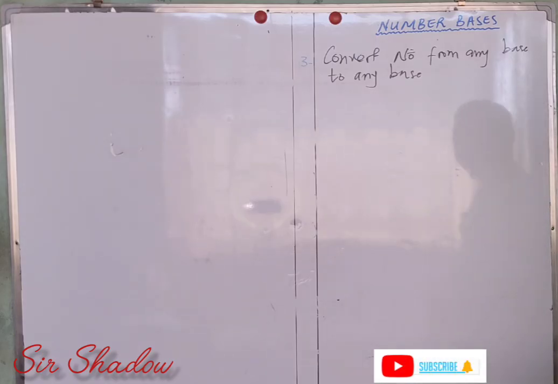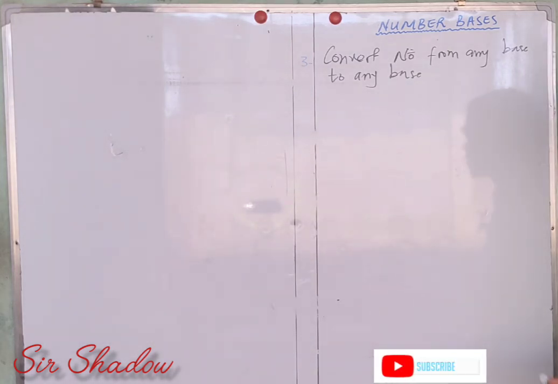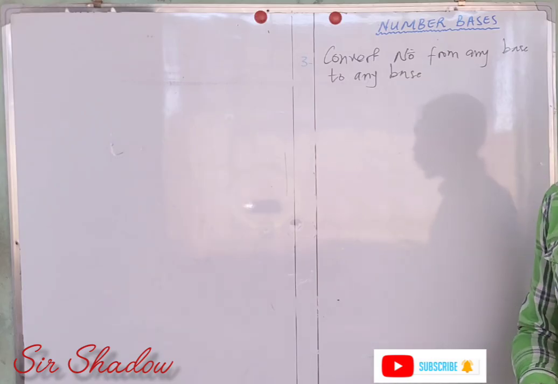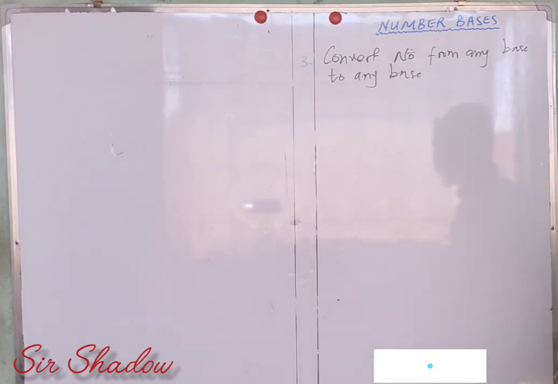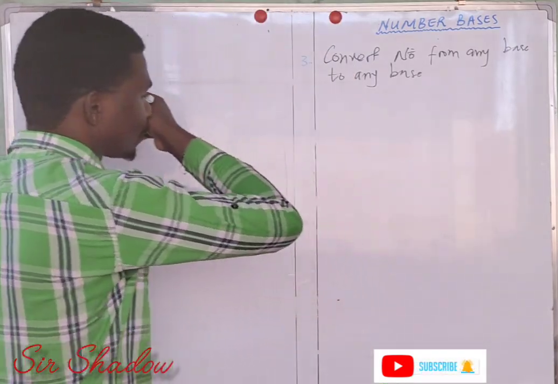At some point, we may be asked to convert numbers from base 2 to base 5, or from base 3 to base 8, or from base 7 to base 3. Whenever we are given such a question, first of all, we pass through base 10, then find the last base we want to find.